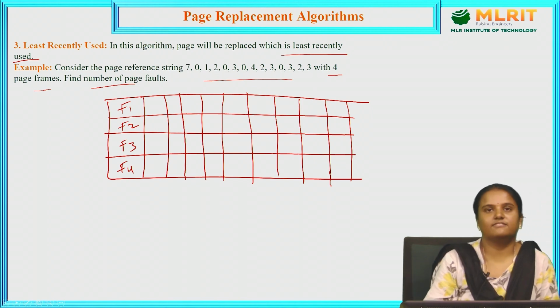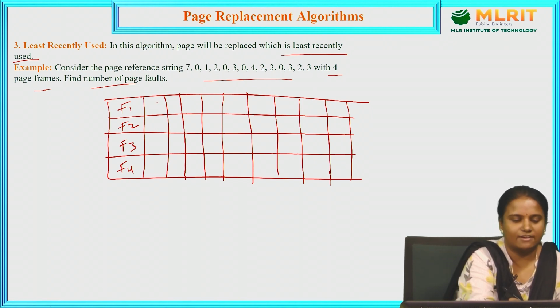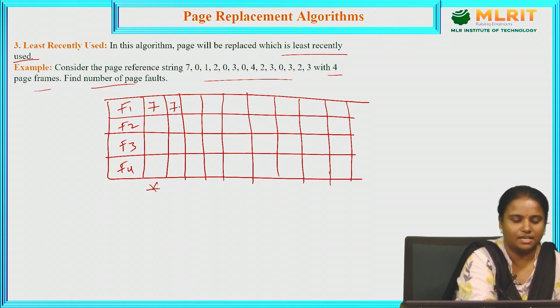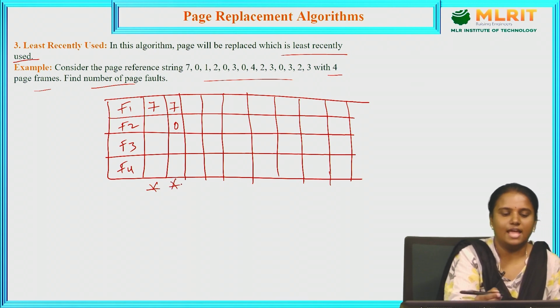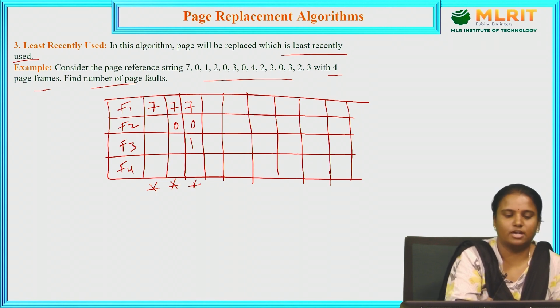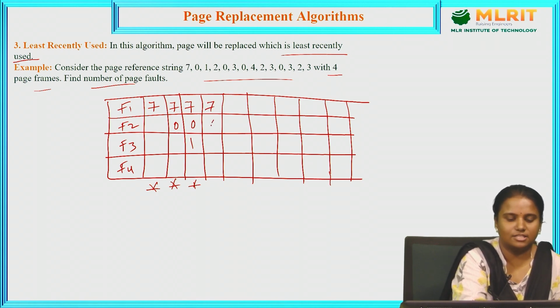So first, which page is arriving? 7. So 7 I am inserting in frame 1. So it is also a page fault. Next 0 is arriving. 0 I am inserting in frame 2. 7, 0. This is also a page fault. Next 1 is arriving. I am inserting it in frame 3. 7, 0, 1. And this is also a page fault. Next 2 is arriving. 7, 0, 1, 2. This is also a page fault.